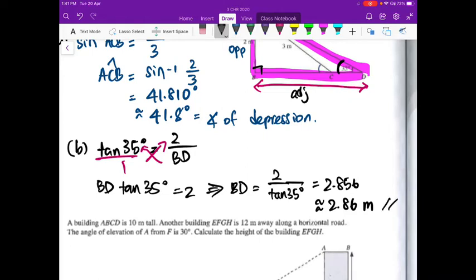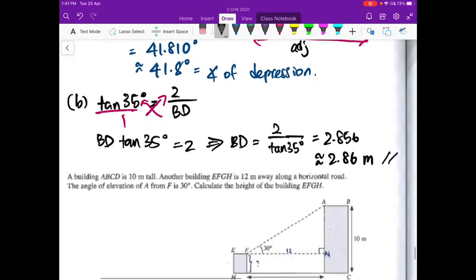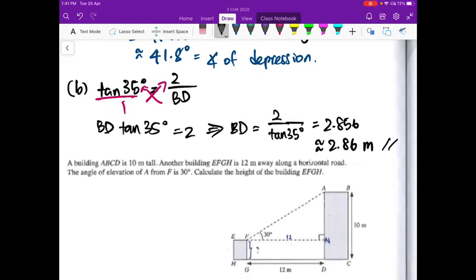One last one. Hong Liang, you get it correct? Last one already.